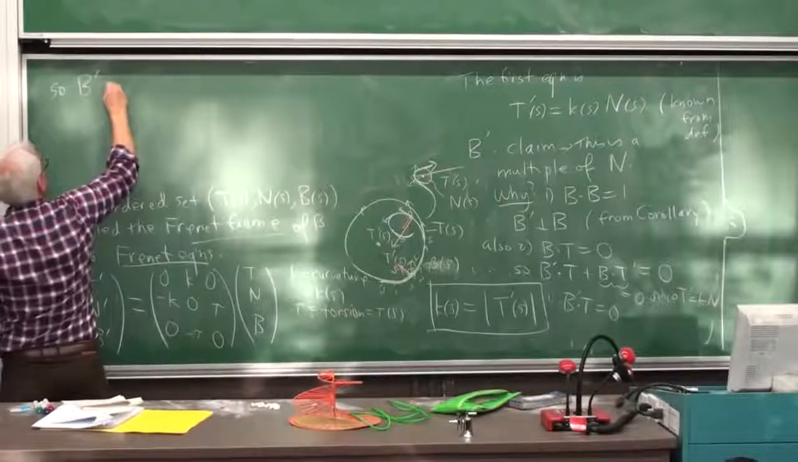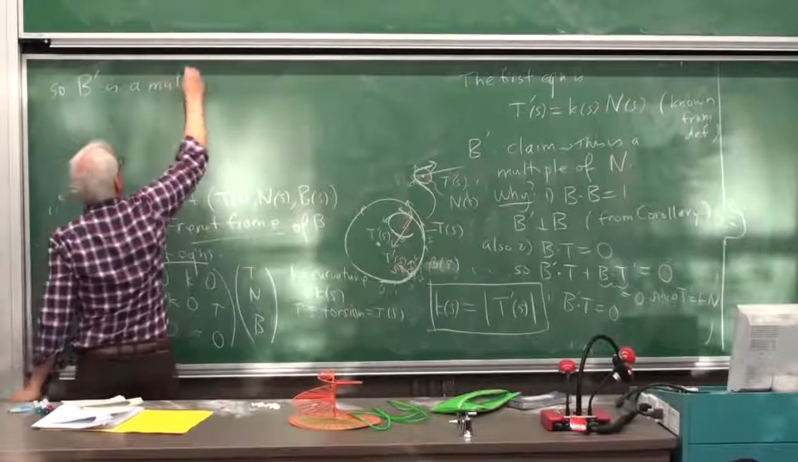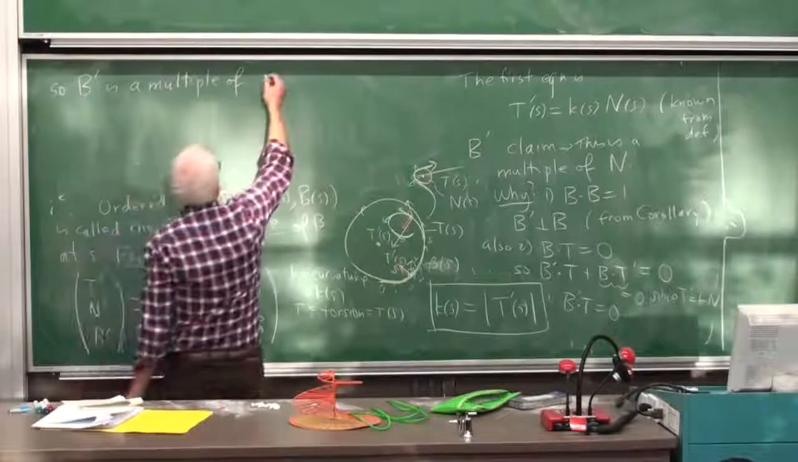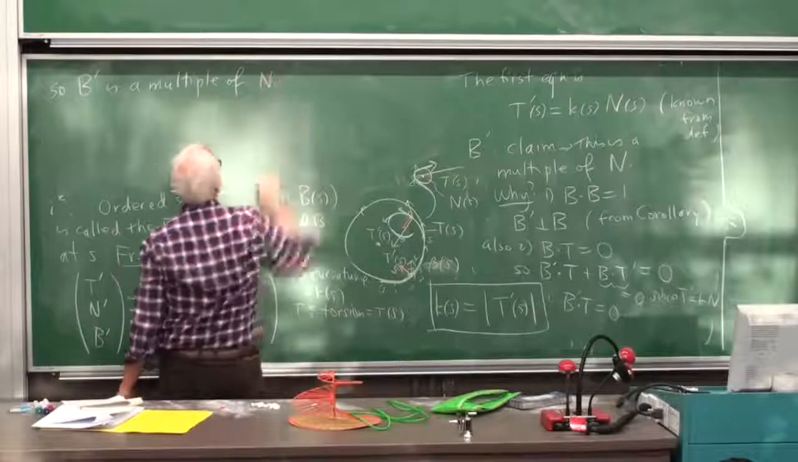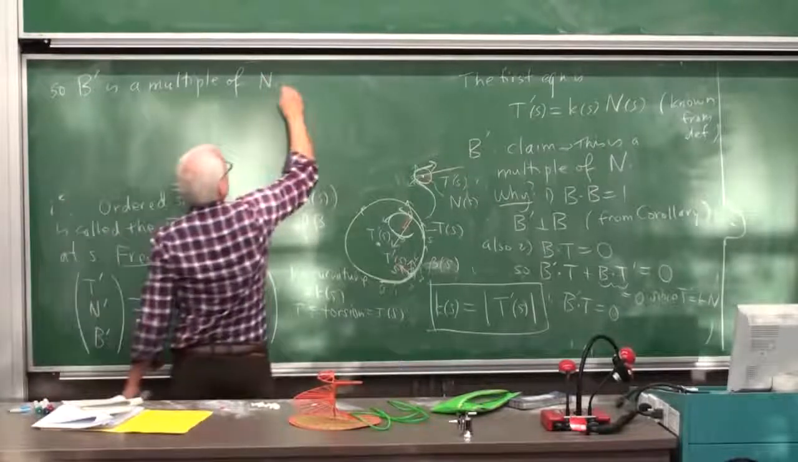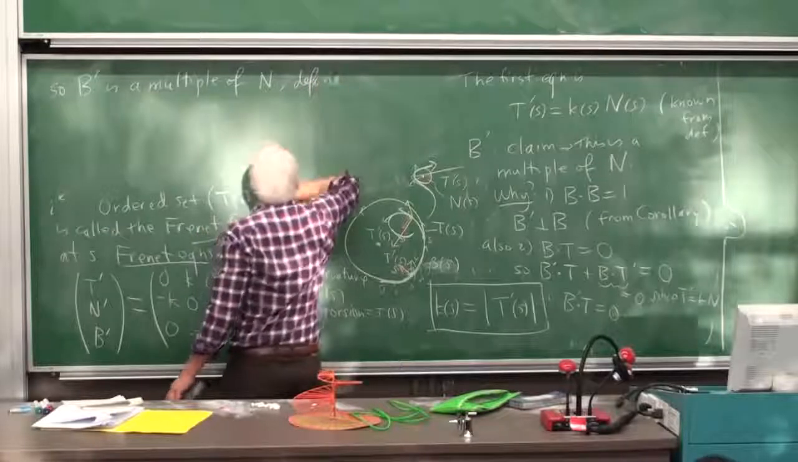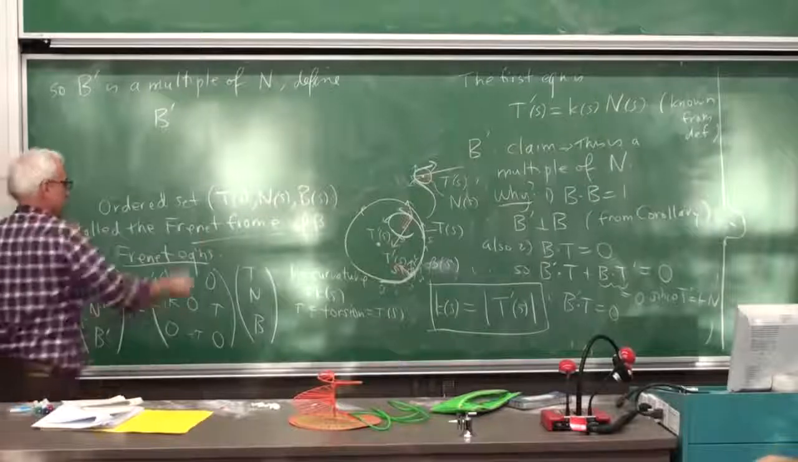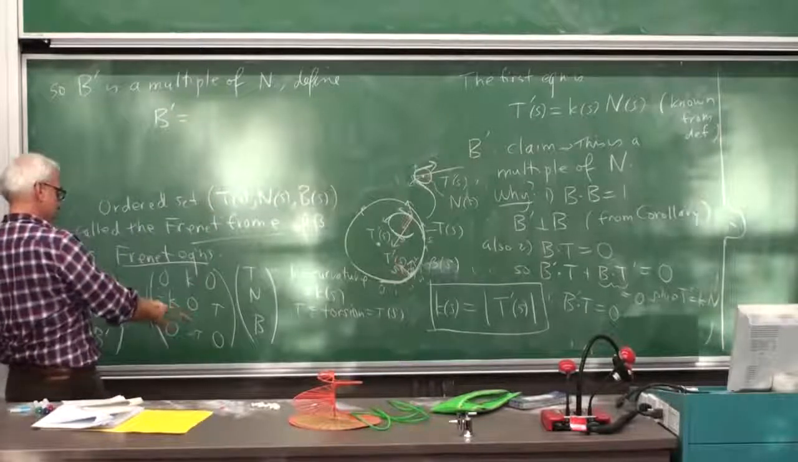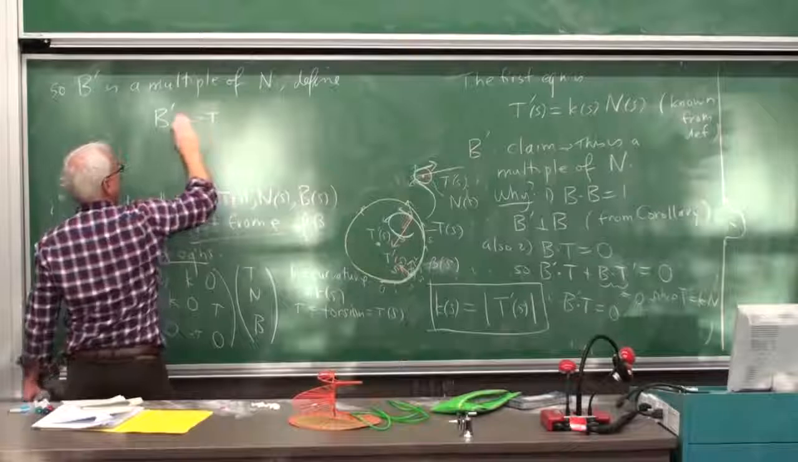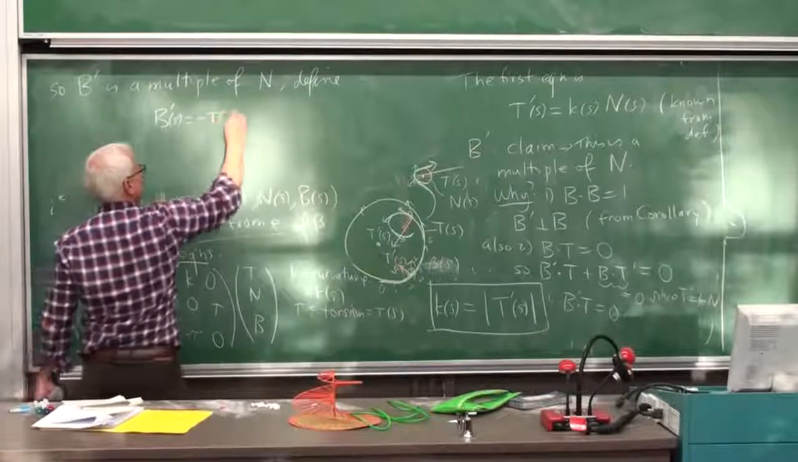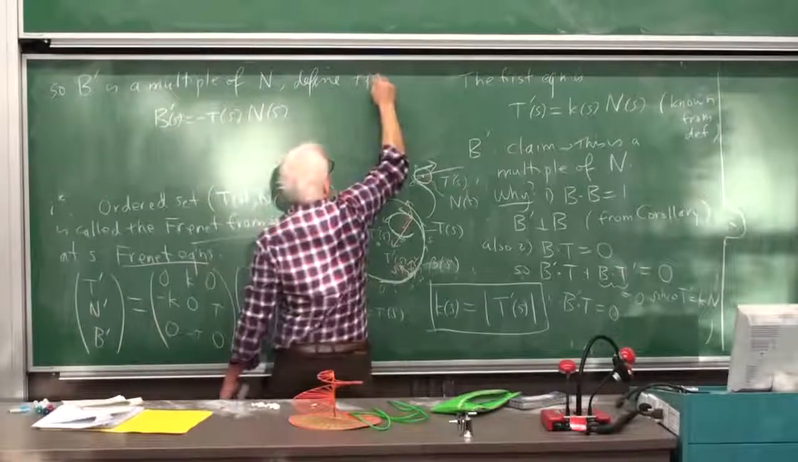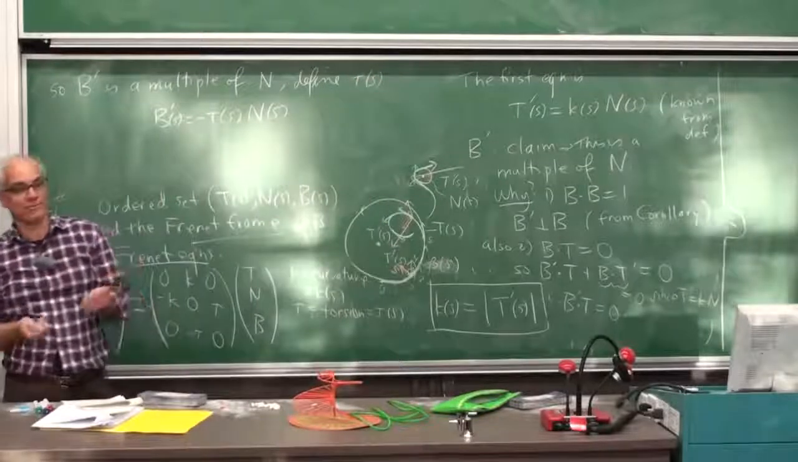So b prime is a multiple of the normal vector. So what we do is we define b prime to equal, well, we're going to just make sure this equation is true, minus tau, maybe I'll write s. So B prime of s equals minus tau of s times N of s. So we define tau of s to be that multiple.